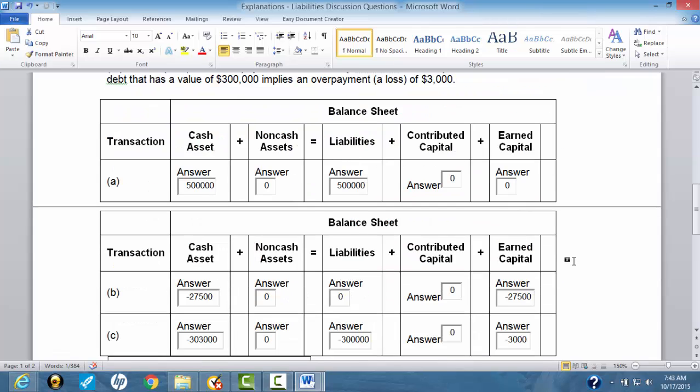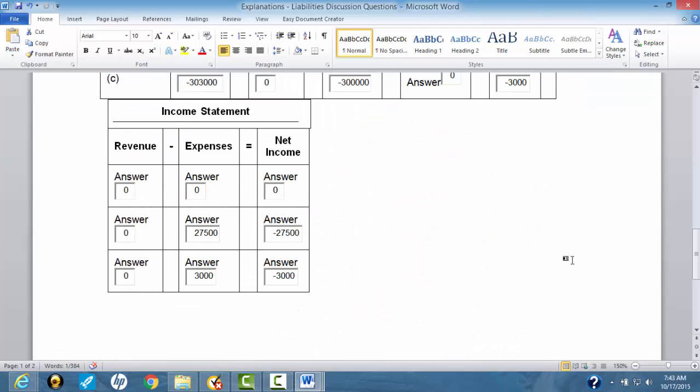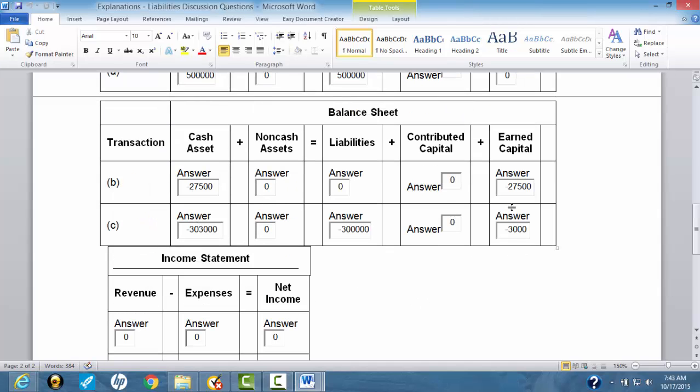So let's start off with the income statement. 27,500 is expense, reduces net income, reduces earned capital. So on the right hand side, earned capital declines by 27,500. On the left hand side, cash reduces by 27,500, and the accounting equation is balanced.